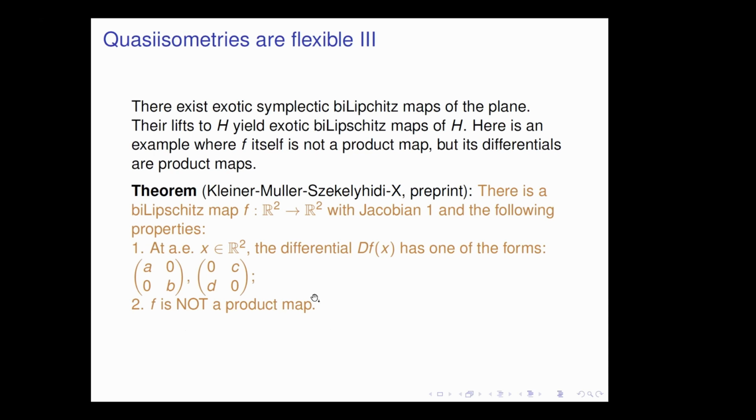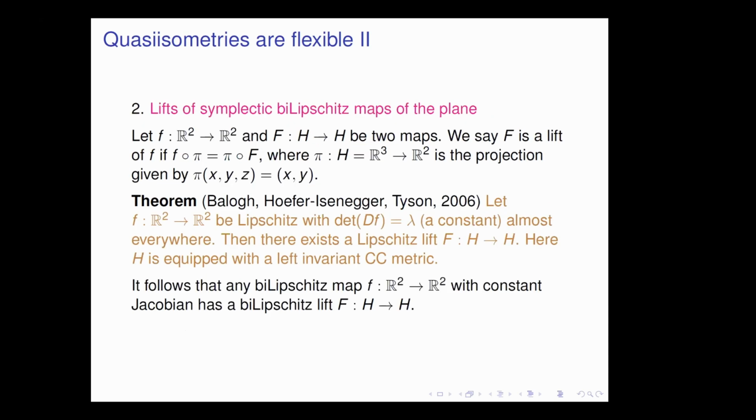So you have these bi-Lipschitz maps of the plane, and if you consider their lift to the Heisenberg group, you get some exotic bi-Lipschitz map of the Heisenberg group. So that's the second construction. It is to consider lifts of symplectic bi-Lipschitz maps of the plane.